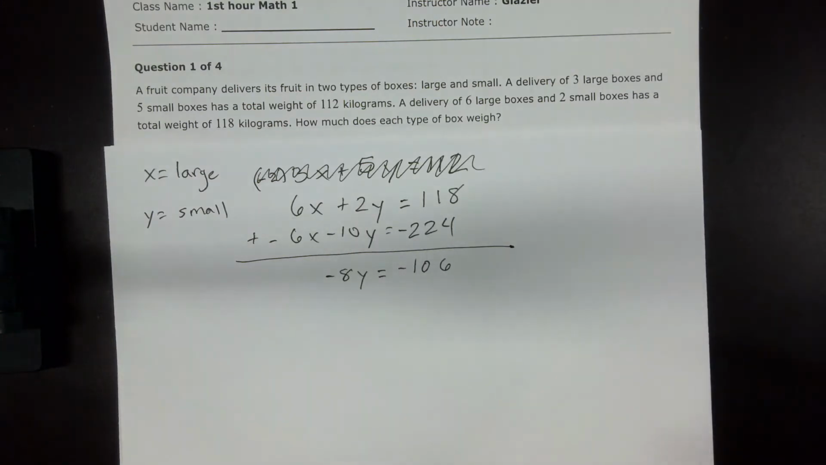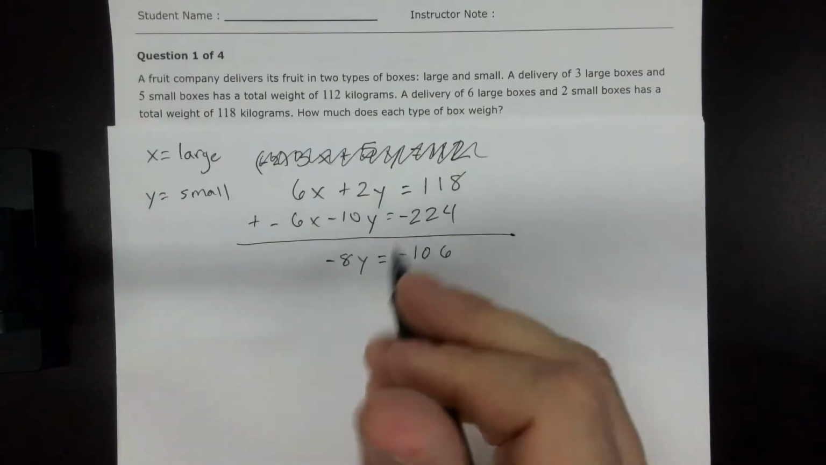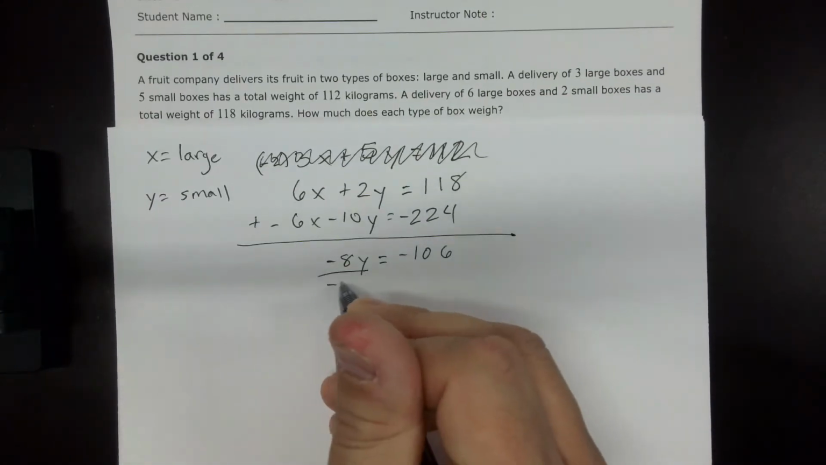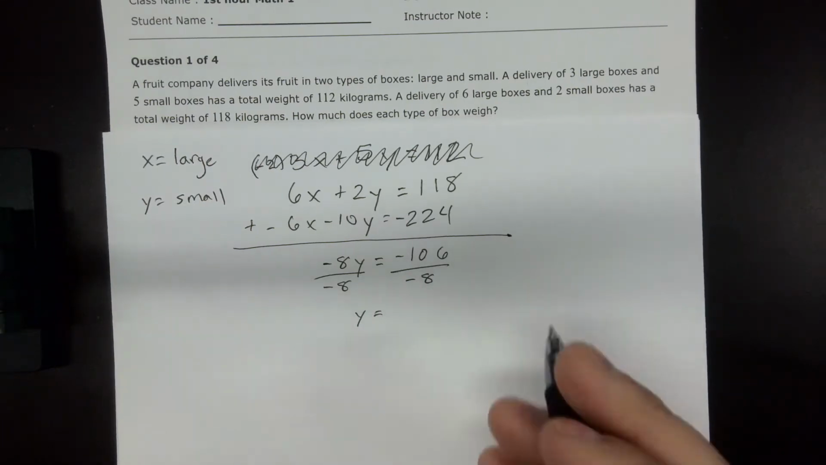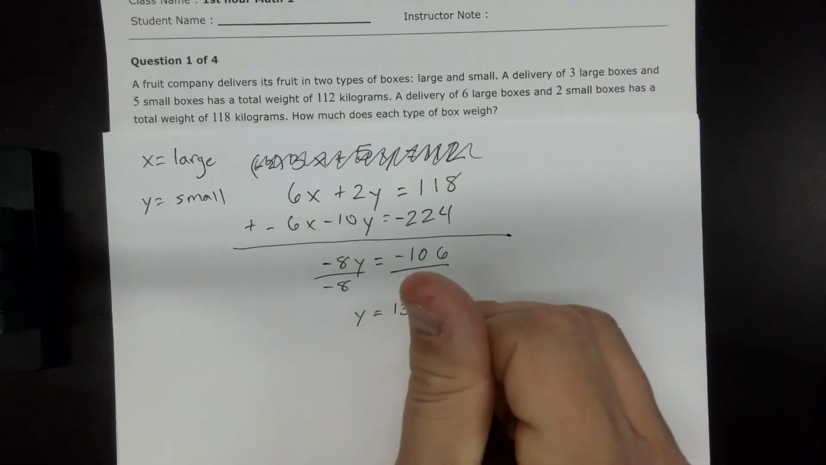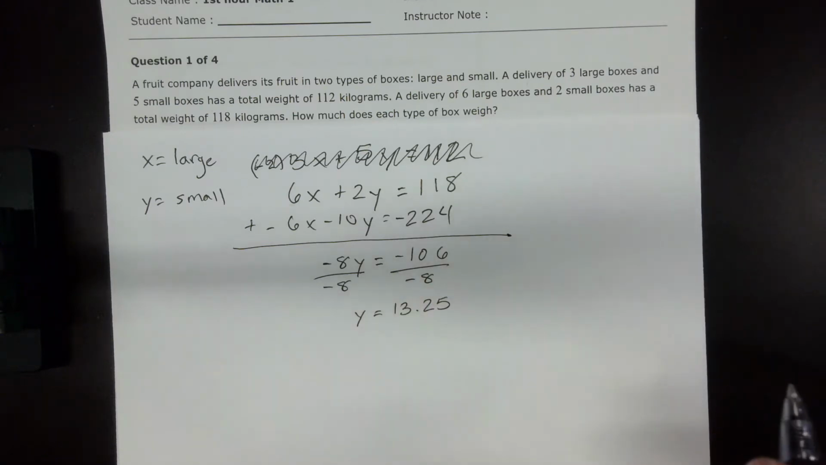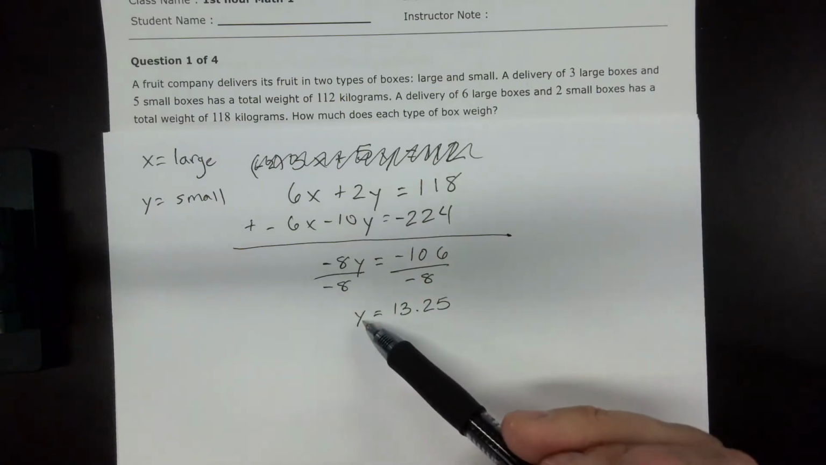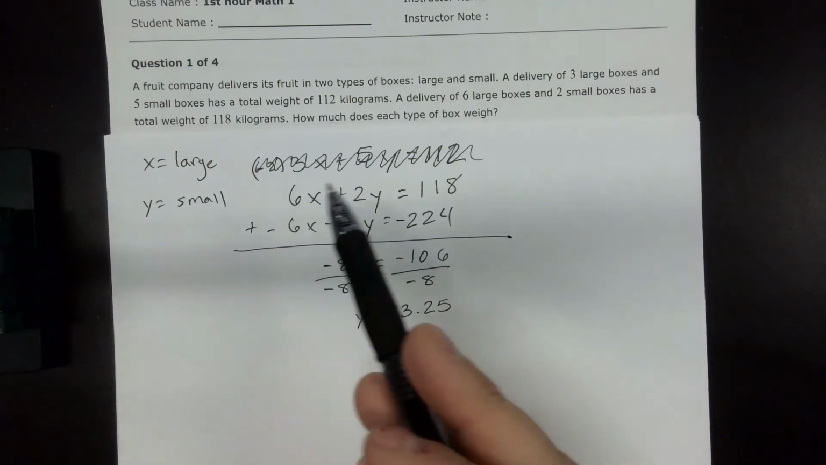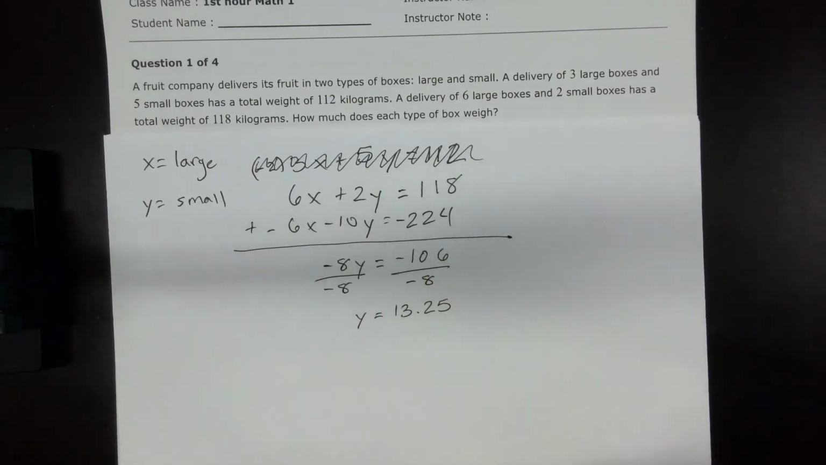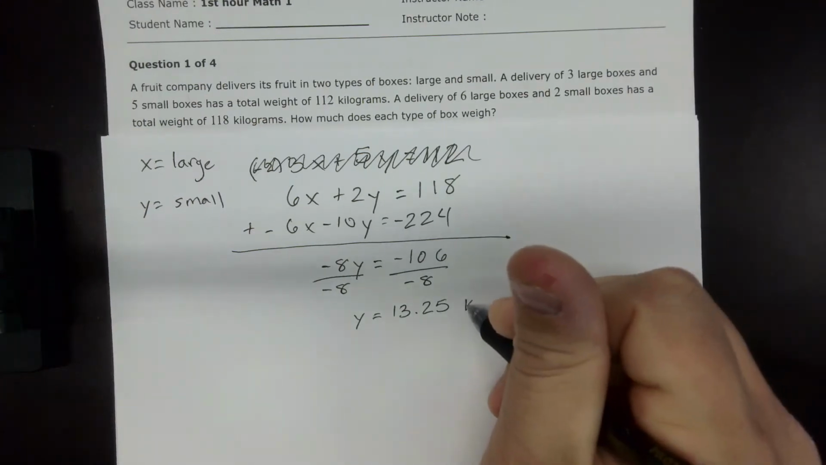So now we're there. Okay, I'm going to need help on the calculator here because those don't go in evenly, I don't believe. So we're going to divide both sides by negative 8 and we get y equals what? 13.25. Okay, so y equals what? Y is small, right? Does everyone see that? So I know that the small boxes weigh 13.25 kilograms.